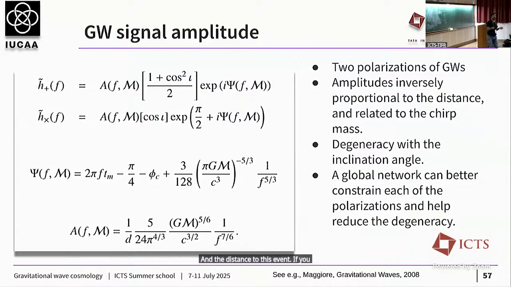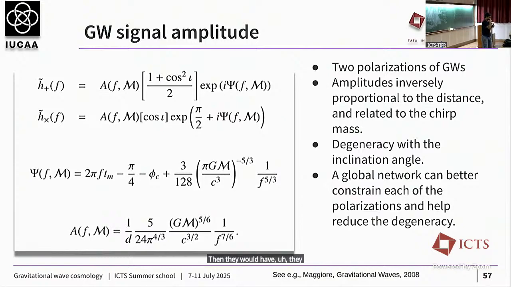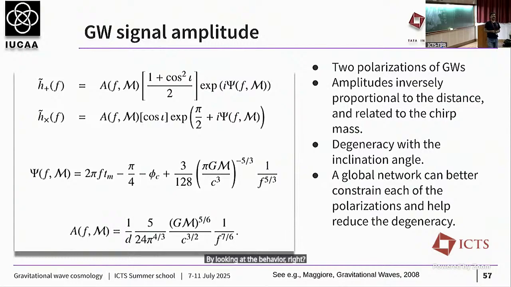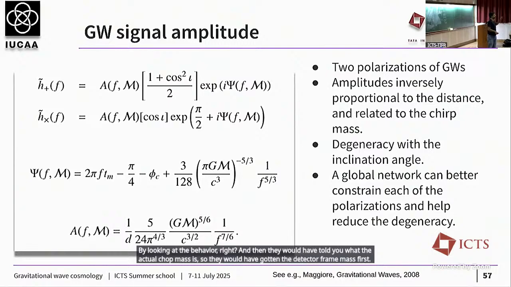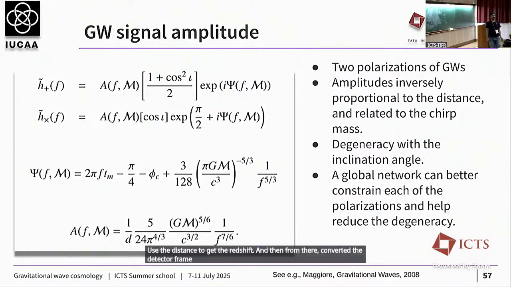If you had a cosmological model, then you can break all these degeneracies and get the actual chirp mass. So whenever people say we have observed black holes of 30 solar masses merging with each other, they would have assumed a particular cosmological model. They would have taken the amplitude measurement and gotten the distance out of it, also using the chirp mass and the behavior of the signal. They would have gotten the detector frame mass first, used the distance to get the redshift, and from there converted the detector frame mass to the actual chirp mass.